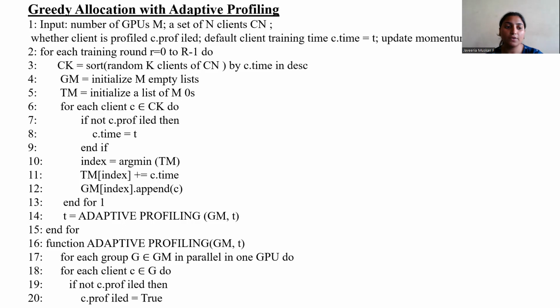Users can either set the default client training time by the estimated average training time if they are familiar with the task, or set the update momentum M equal to 1 to disable it if they are uncertain about the time. The latter may occasionally lead to an extreme case in only one round because of the randomness of client selection, but it does not have much impact when the majority of clients are profiled after several training rounds.